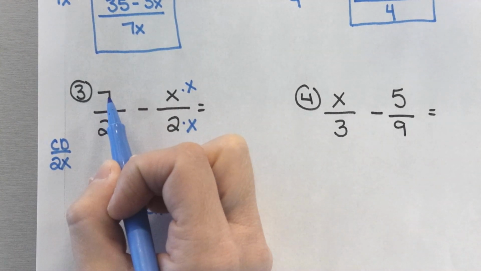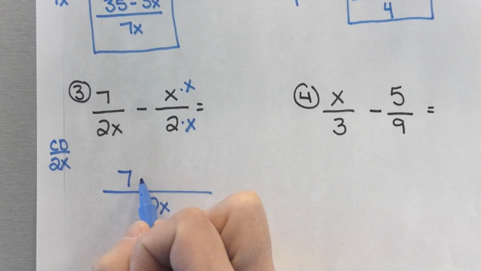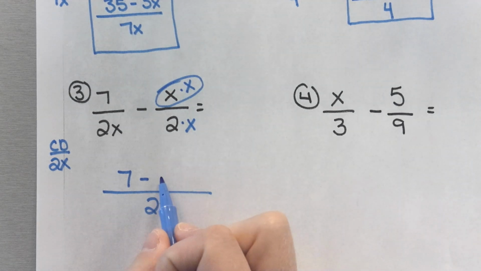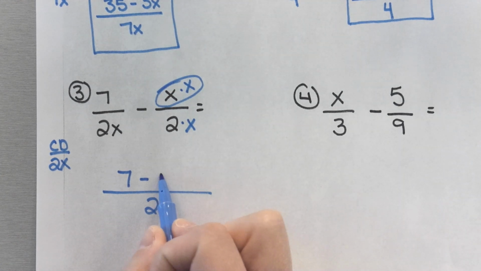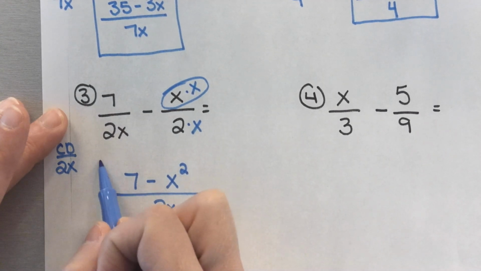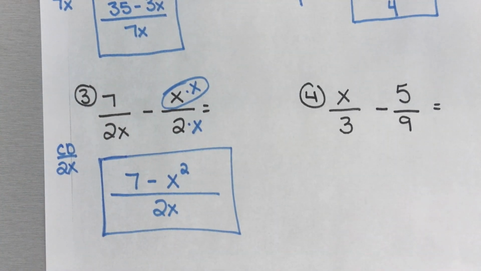Anything happening with the 7? No. Not so much. So there's my 7. There's my minus. What do I get when I do x times x? X squared. Can I combine 7 and x squared? Are they like terms? No. So this would be my final answer. Good? Yeah. So these are kind of one step. Now, granted, we have to do a little bit to get to that one step, but one step.